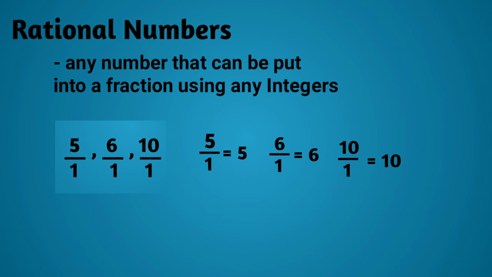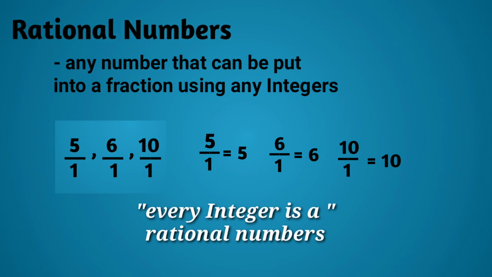What I'm trying to say is every integer is a rational number, because every integer has 1 as its denominator, and any integer divided by 1, or any integer over 1, is the integer itself. So you get the point.